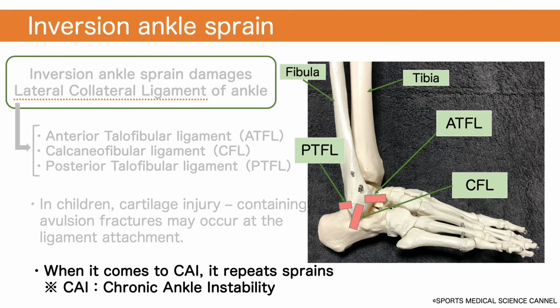If you do not treat or fail to treat after inversion ankle sprain, you will get CAI, chronic ankle instability. In this state, even with weak inversion stress, it becomes easy to sprain. An inversion ankle sprain will be repeated.